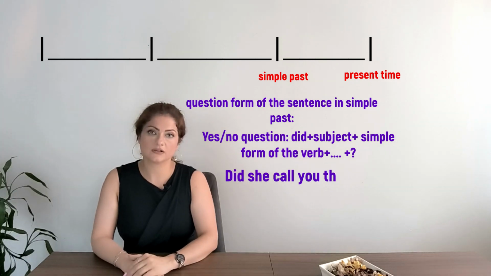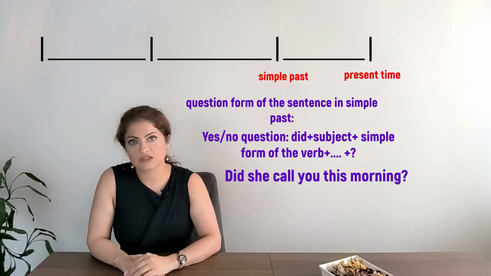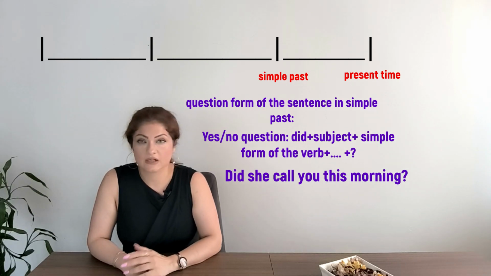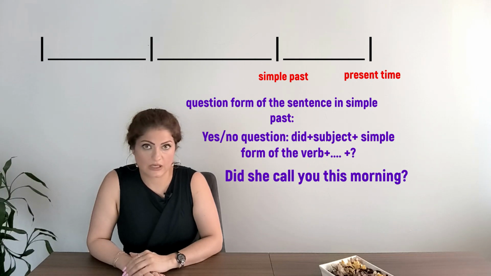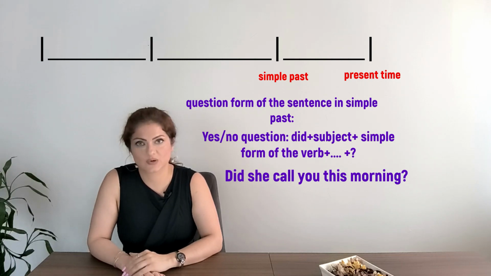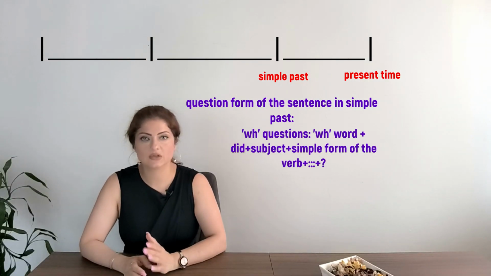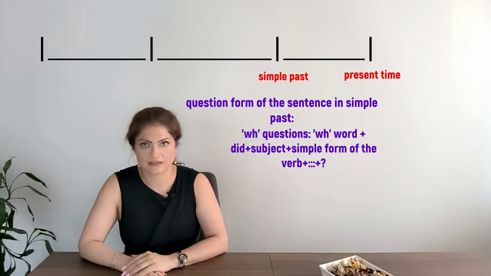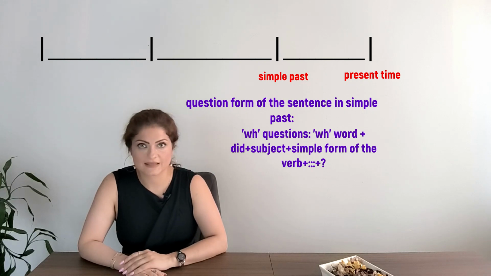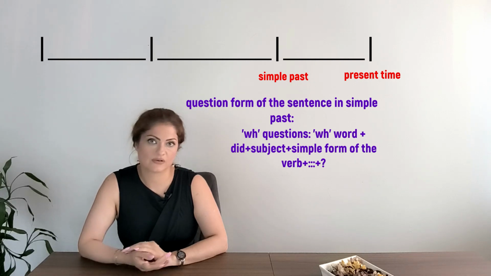Or did she call you this morning? Yes, she did, or no, she didn't. We don't say, did she called you this morning. It's wrong. If you want to make a WH question, again you should use did, the auxiliary did. The form is WH word plus did plus subject plus simple form of the verb.